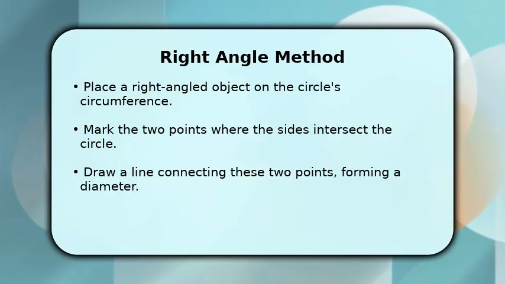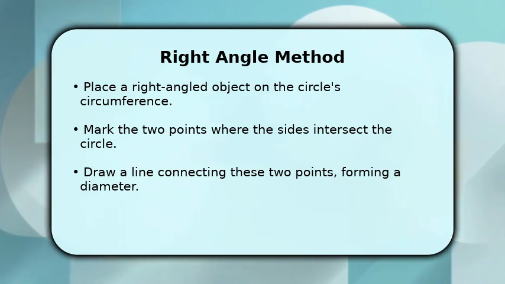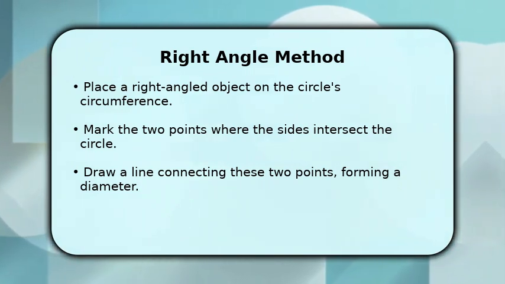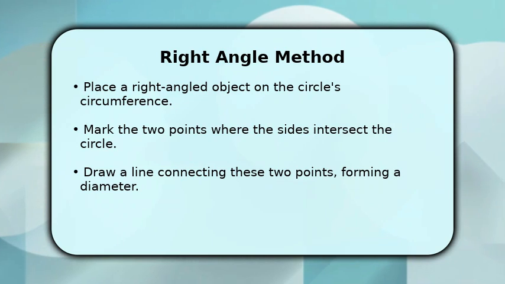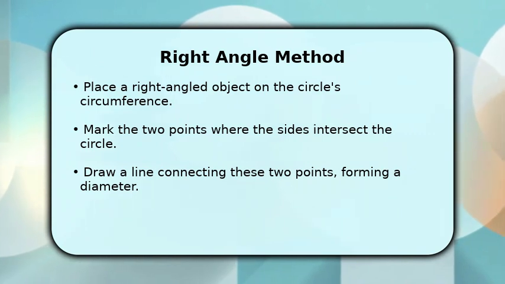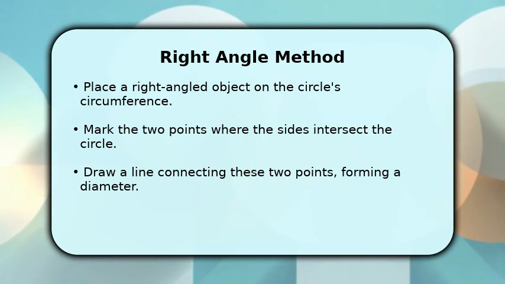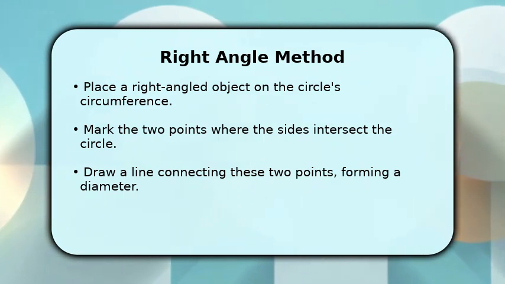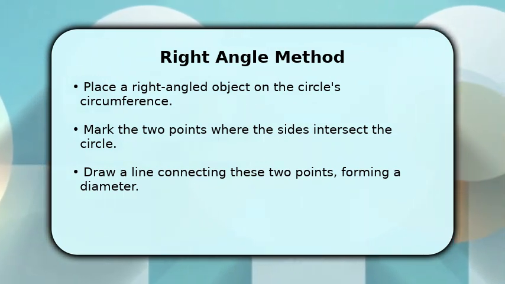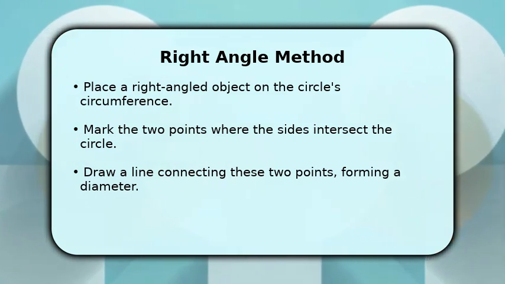Another effective method involves using a right-angled object, like a set square. Place the right angle on the circle's circumference so its two sides intersect the circle at two distinct points. Mark these points and draw a straight line connecting them. This line is a diameter. Repeat this process to find a second diameter. The exact point where these two diameters cross is the center of your circle. This technique is quite practical.